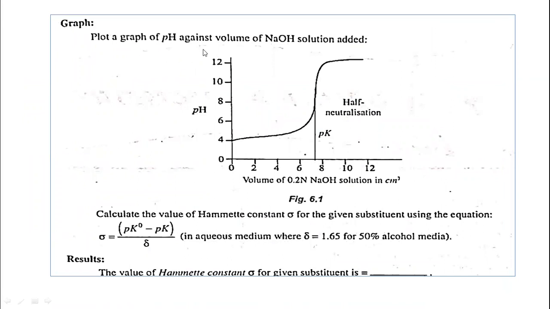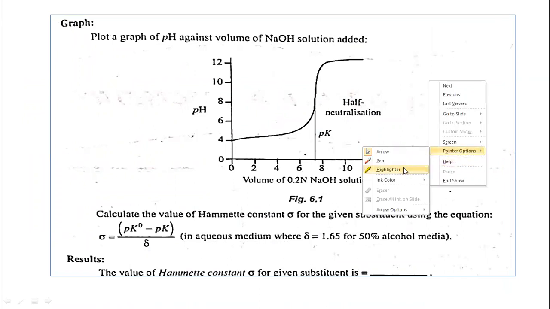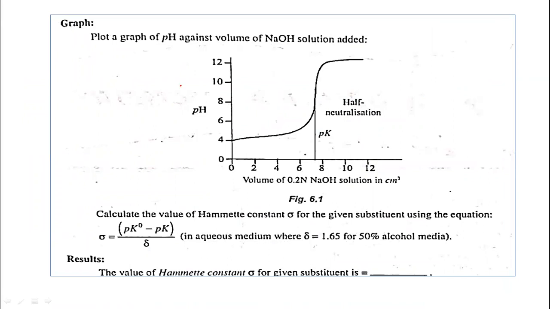Okay, so plot a graph of pH against volume of NaOH added. Onto the y-axis we take pH, and onto the x-axis the volume of 0.2 molar NaOH solution added. You can see here there is a sudden rise in the pH. So this is our equivalence point.